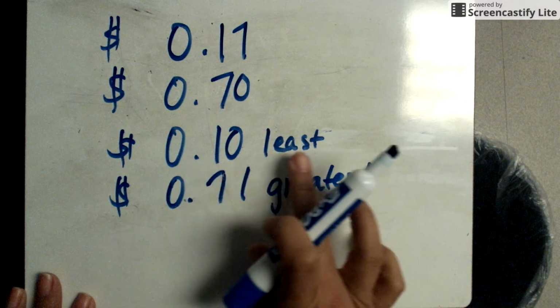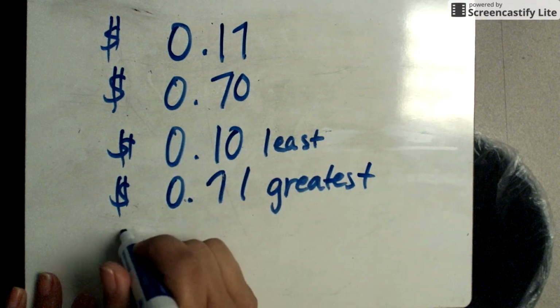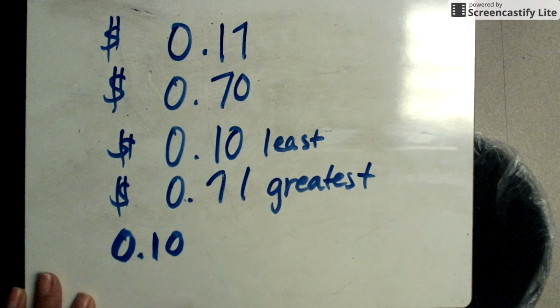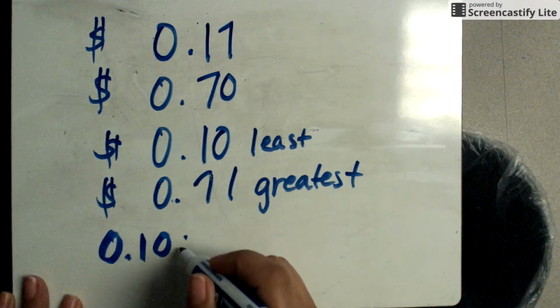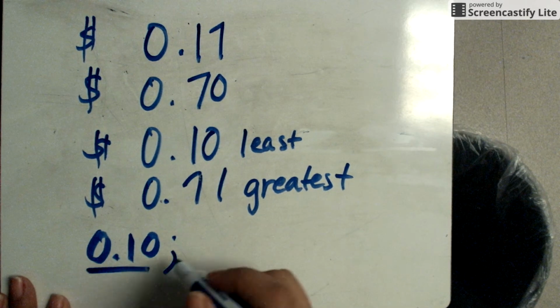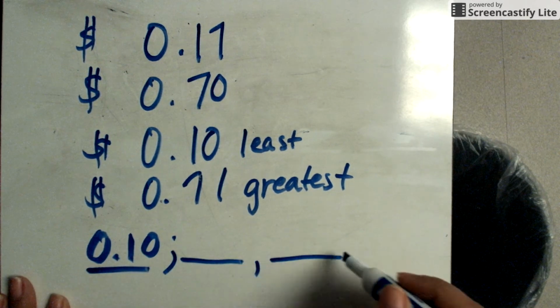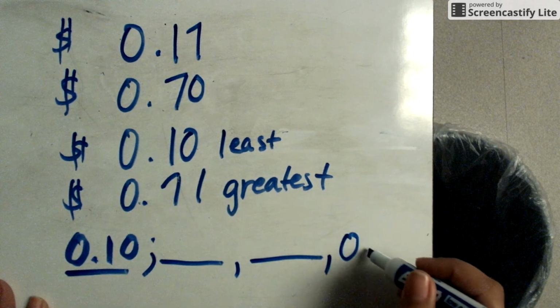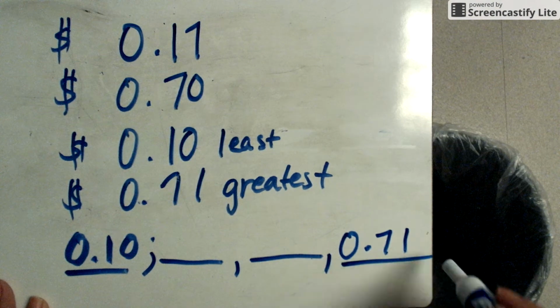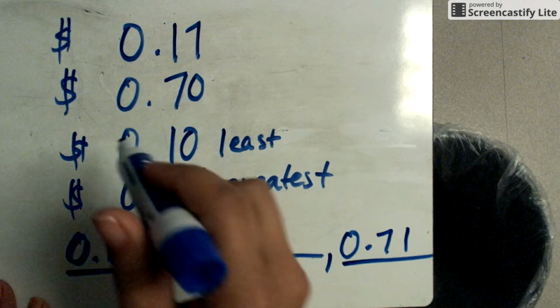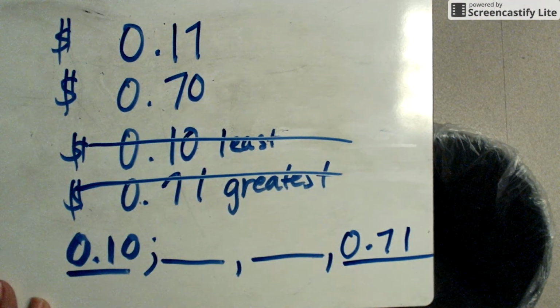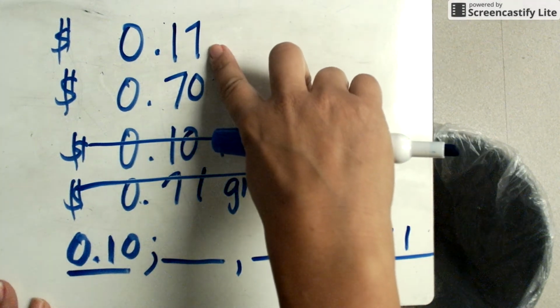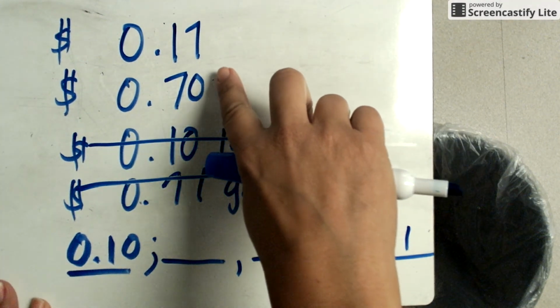So what I'm going to do is, if I know that this is my least, and I know that 0 and 10 hundredths is my smallest decimal, and then I know I'm going to have 2 more decimals, and then I know my greatest is 71 hundredths, so I'm going to go ahead and put that down in the greatest position. Okay, so that means all I have left to order is 17 hundredths and 70 hundredths.